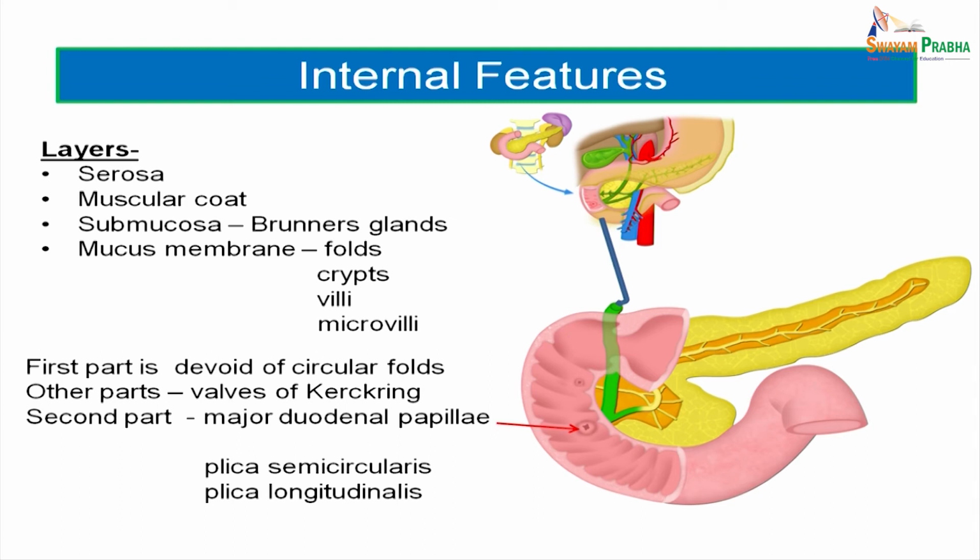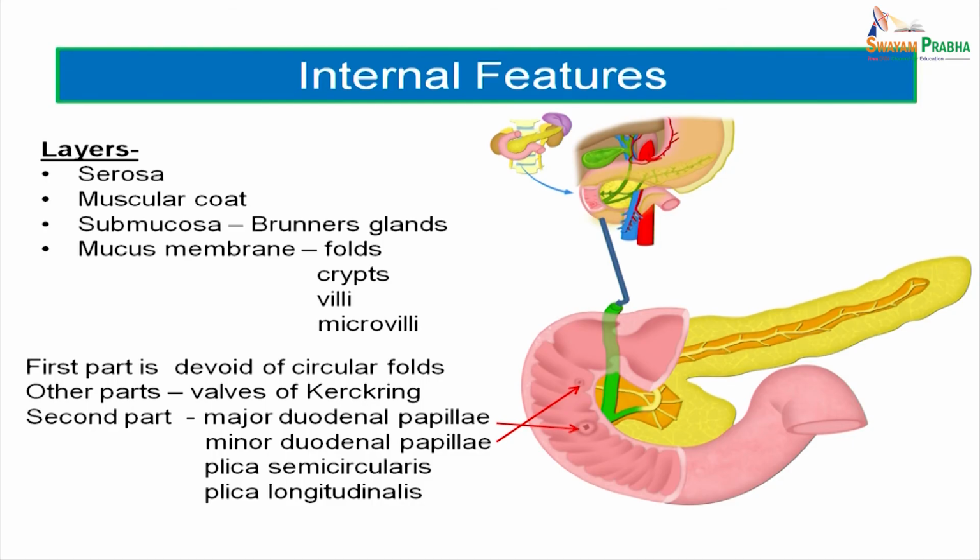So, there is another opening which is present, that is the minor duodenal papillae, which is present about 2 centimeters anterior and ventral to the major duodenal papillae, and this need not always be present. It is usually present when there is an accessory pancreatic duct which opens separately. So, it may or may not be seen.